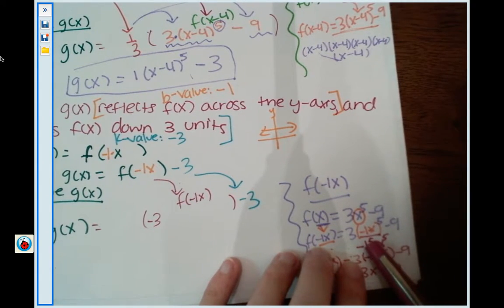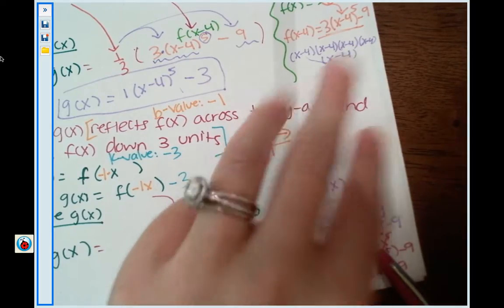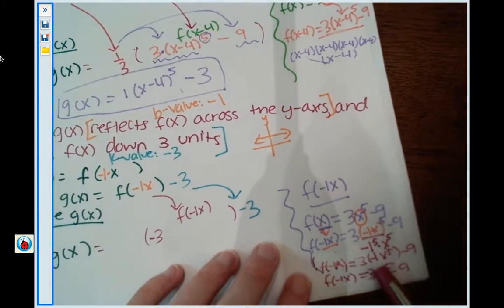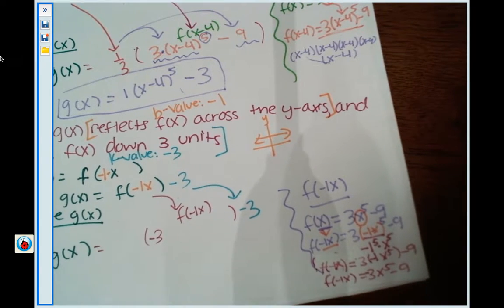Okay, so a negative, an odd amount of times, is a negative answer. Negative 1 times negative 1 is positive 1, times negative 1 is negative 1, times negative 1 is positive 1, times negative 1 is negative 1. So this will be a negative 1, and 3 times negative 1 is negative 3. So it will be negative 3x to the 5th minus 9.